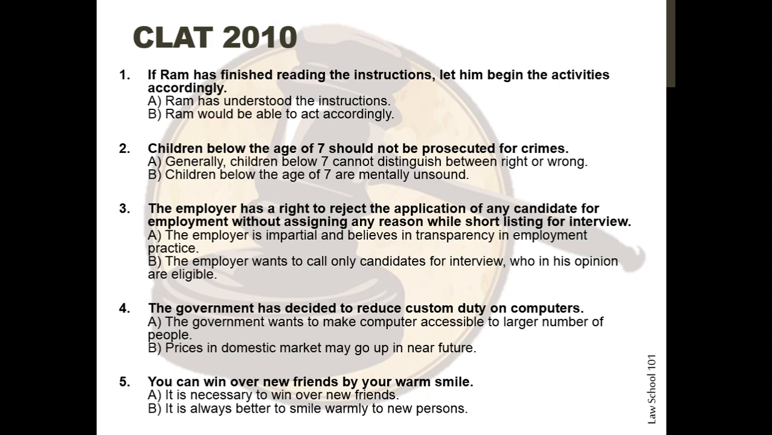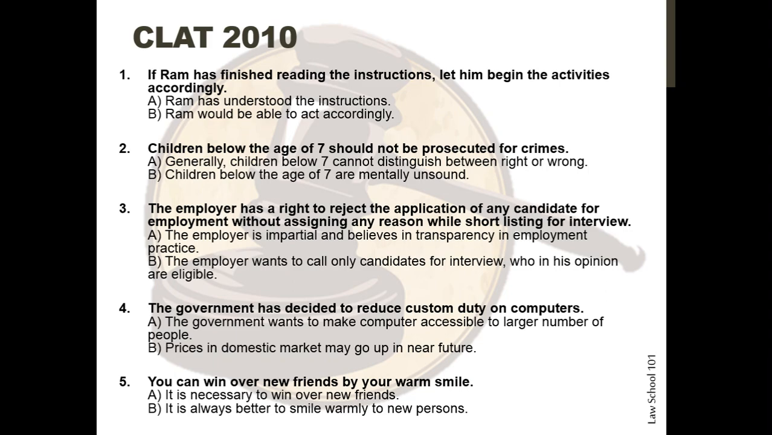So until and unless you want to make new friends, the entire statement that you can win over new friends by a warm smile will not hold true, because you should be interested in making new friends for the statement to hold true. Similarly, the second option, that it is always better to smile warmly to new persons, is also a valid assumption, because in general it is better to smile warmly to new persons so that you can make friends with them.